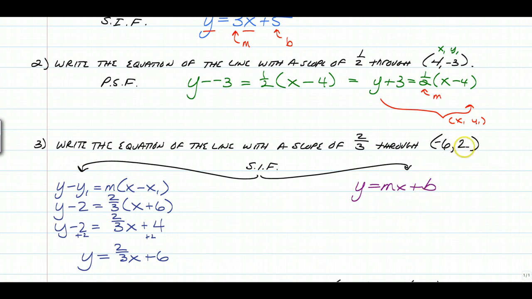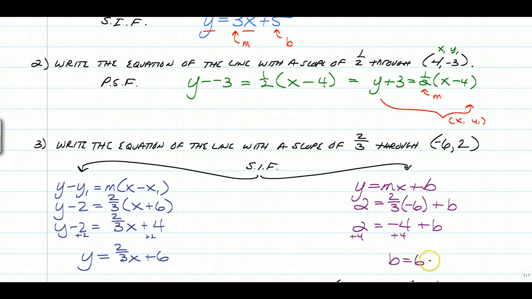This is not an opposite like in point-slope. So y is 2 equals, our slope is 2/3. Our x value is a -6 plus b. So we substituted in the x, the y, and the m. Now we have to solve for b. So 2 is equal to 2/3 times a negative 6 is a negative 4 plus b. Solve for b, we have to add 4 to both sides, and we get b is equal to 6.